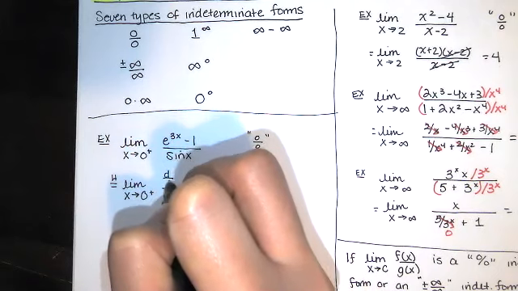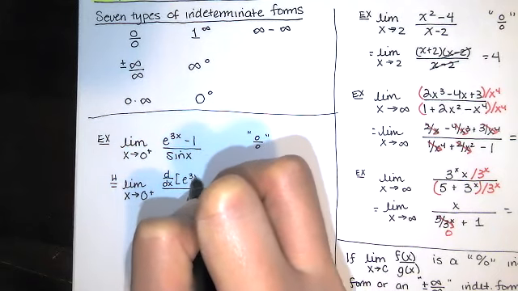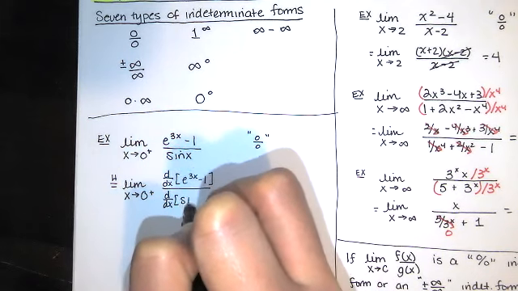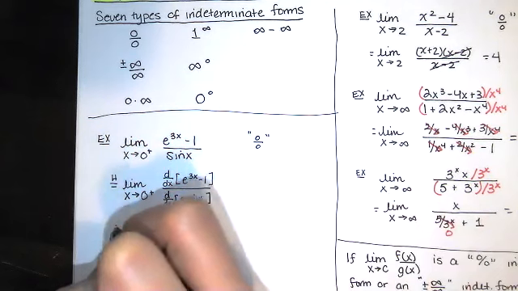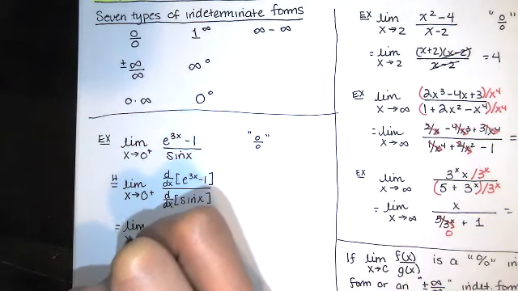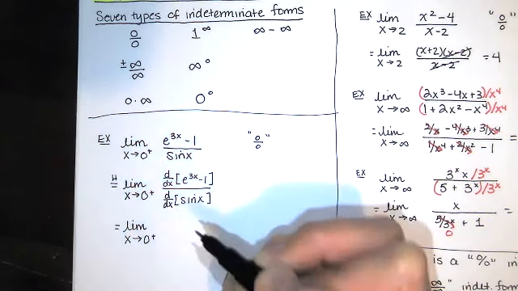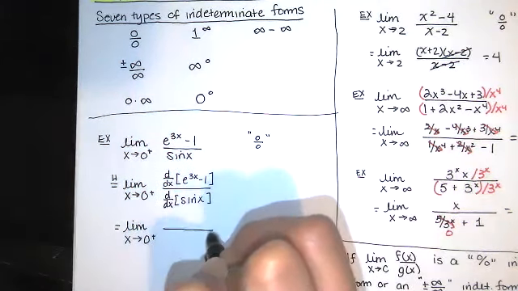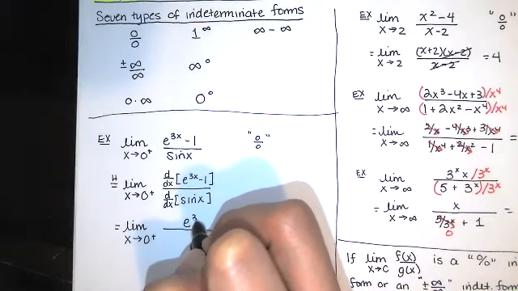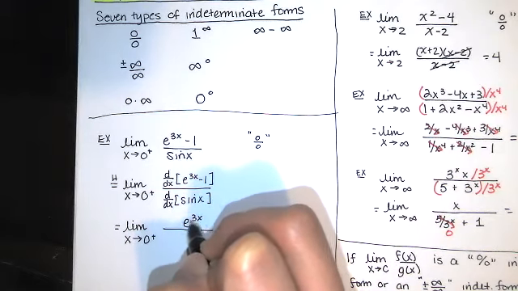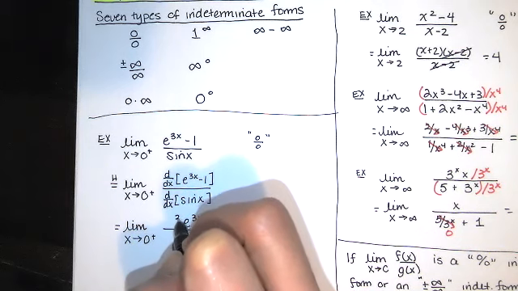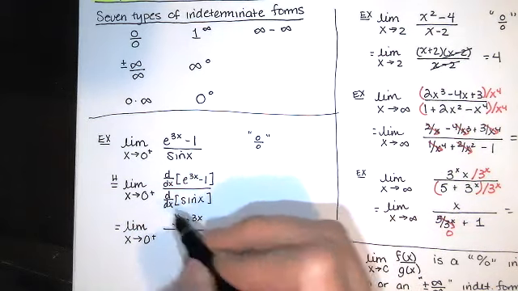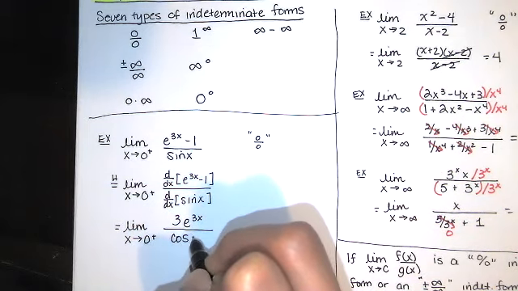Take the derivative of the numerator and take the derivative of the denominator and divide them. According to L'Hôpital's Rule, these are the same thing. Well, the derivative of e to the 3x is e to the 3x times the derivative of the inside. The derivative of 3 times x is just 3. Derivative of negative 1 is 0. The derivative of sine of x is cosine of x.